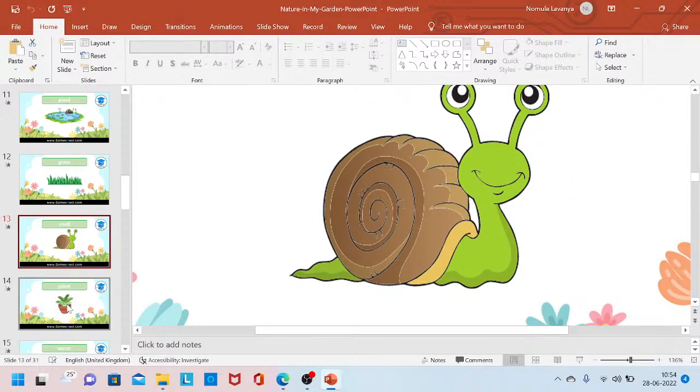And what else? This is a very pretty animal, right? This is a snail. We see snails also in the garden. A very smart animal, right? So the spelling of snail is S N A I L. Snail. What else do we see?